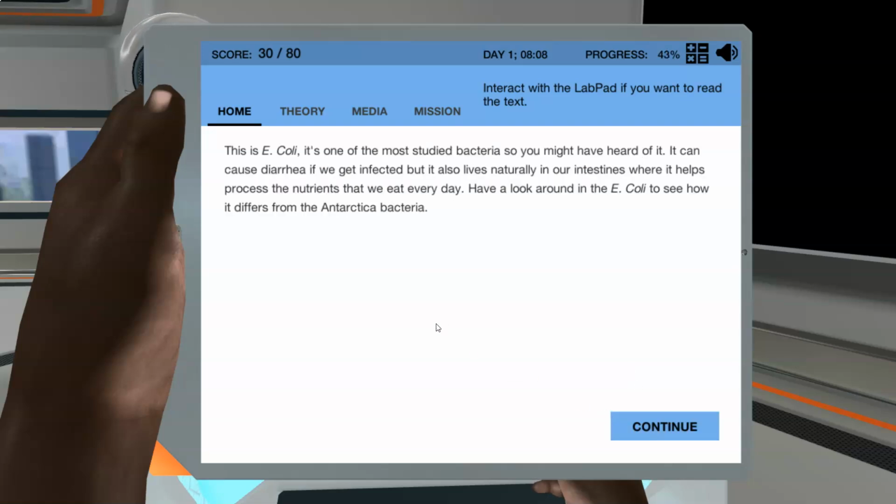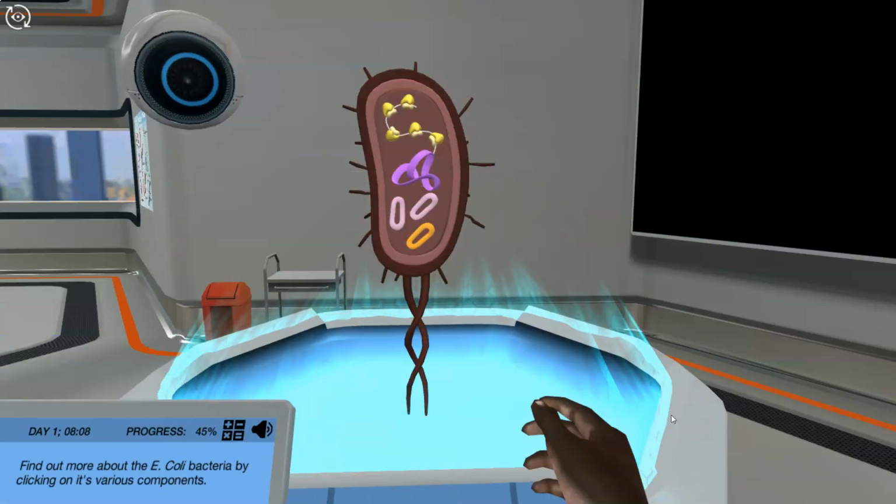This is E. coli. It's one of the most studied bacteria, so you might have heard of it. It can cause diarrhea if we get infected, but it also lives naturally in our intestines where it helps process the nutrients that we eat every day. Have a look around in the E. coli to see how it differs from the Antarctica bacteria. Find out more about the E. coli bacteria by clicking on its various components.